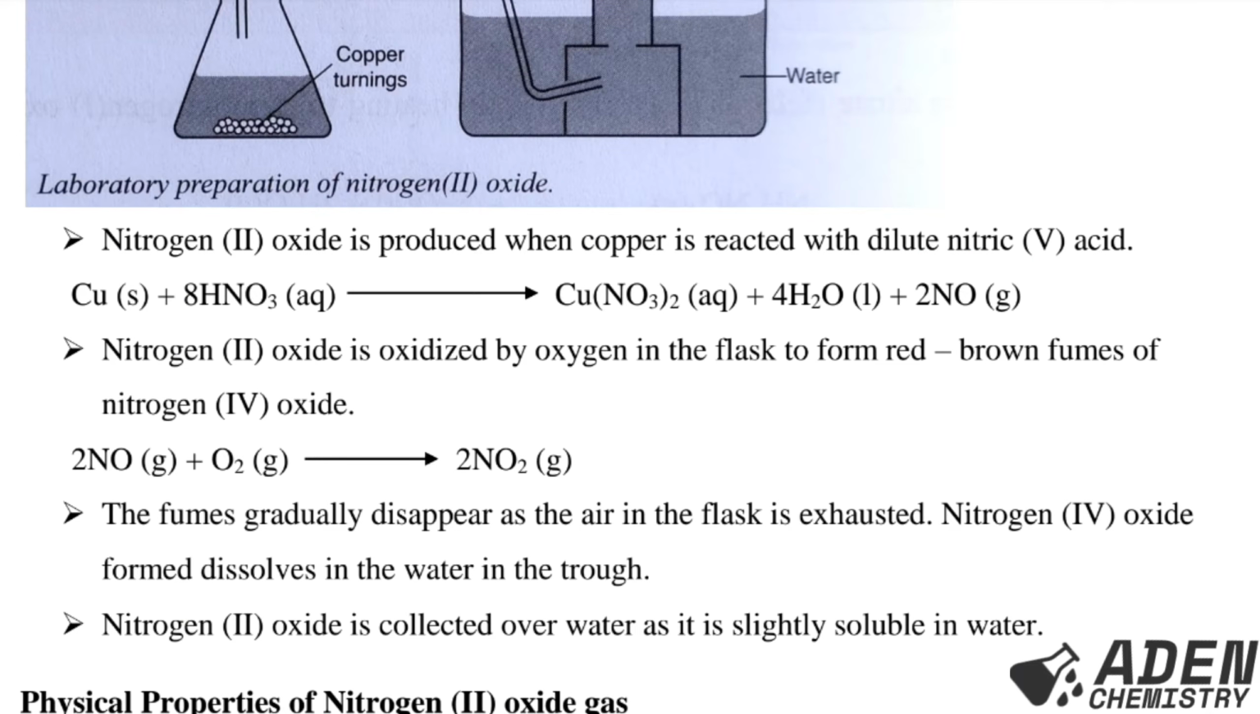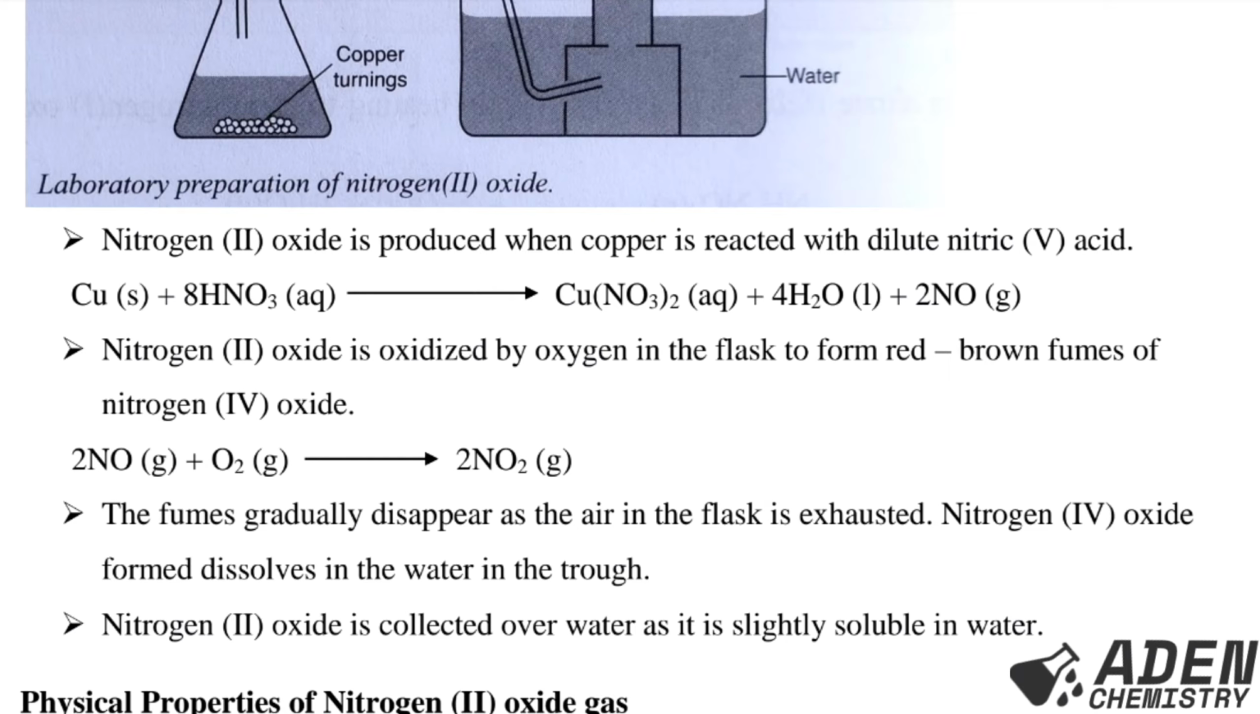The reaction for the formation of nitrogen 2 oxide will be copper turnings, which are solid, reacting with 8 moles of nitric 5 acid solution. What we are going to get is copper 2 nitrate solution. We are going to get 4 moles of water, which is liquid, and we are going to get 2 moles of nitrogen 2 oxide gas.